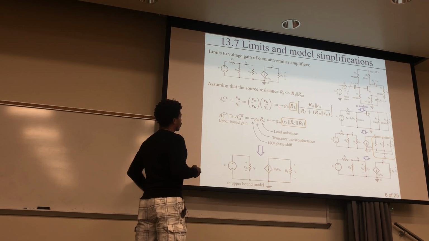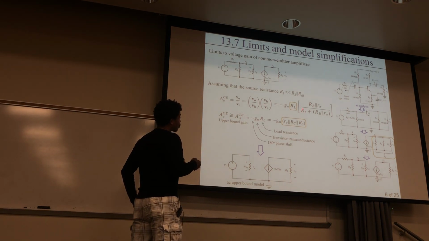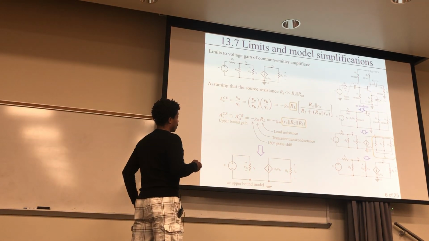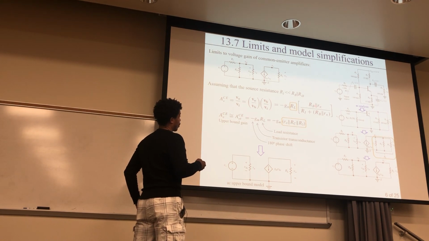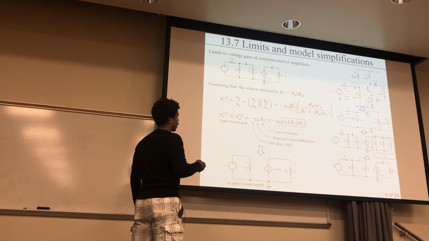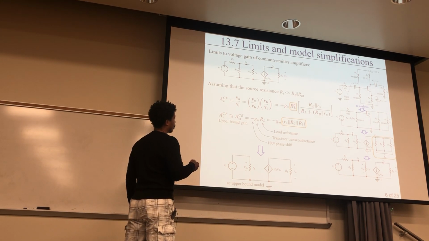Now, for this right here, since this Ri is much, much less than this, the contribution of this to the sum becomes insignificant. So basically, the denominator is just this right here. And this thing is the same in the numerator, so the whole thing becomes 1. And so this whole thing just becomes your transconductance times your load.